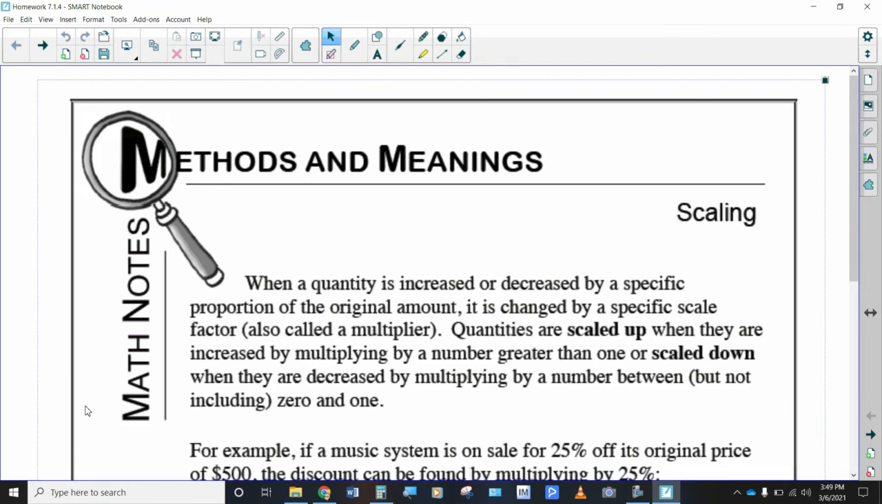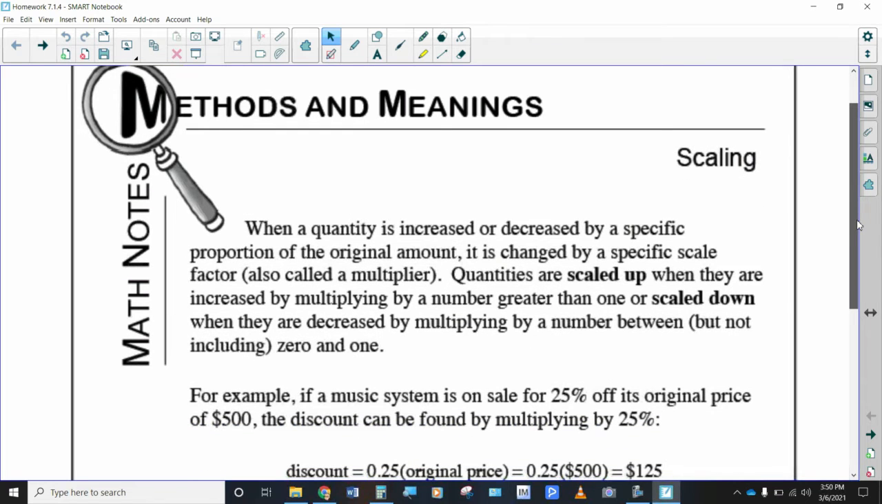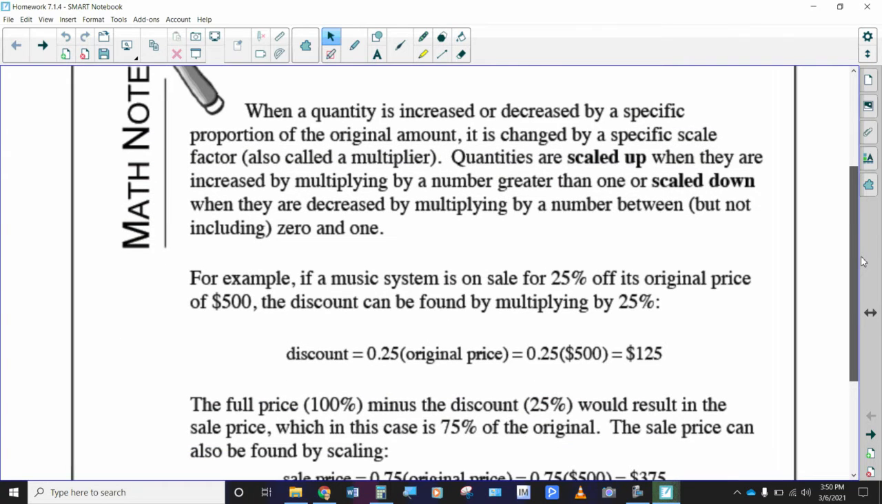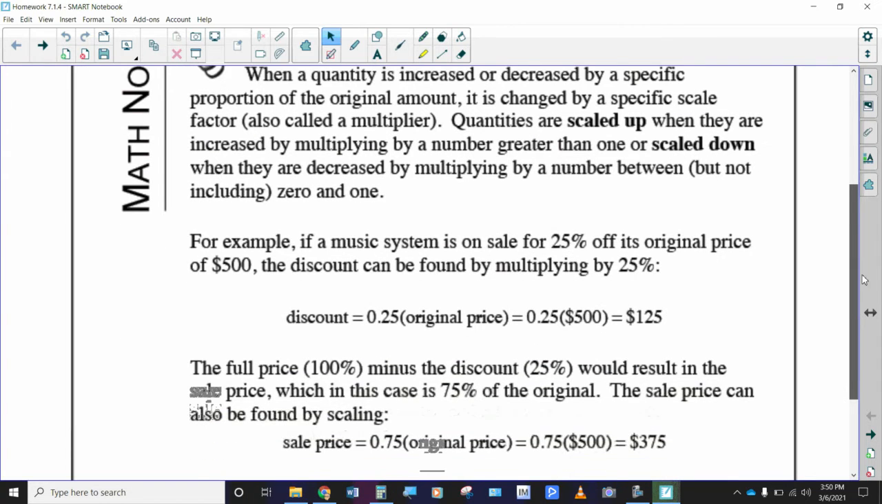All right, let's take a look at our homework for lesson 7.1.4. The homework is titled Scaling. Scaling is what we were talking about when we were multiplying, scaling up or scaling down a quantity, and we were applying it to percents in previous lessons.